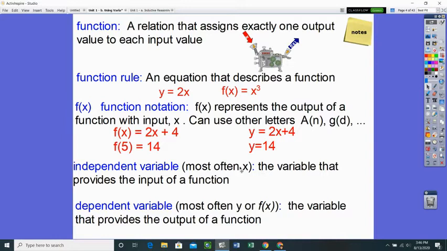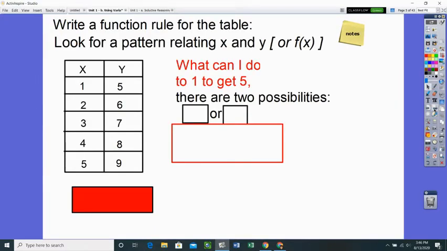So usually in math we use an x as the independent variable. And usually in algebra, we would use the y or the f of x as the dependent variable. The dependent variable is by itself on one side of the equation. Okay, so today our goal is to start writing function rules. And we're going to be given a table, and I promise that we'll get to a place of, where do I use this, in a couple of minutes.